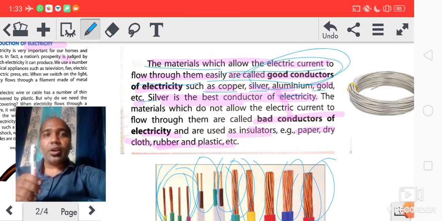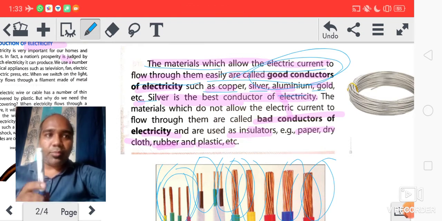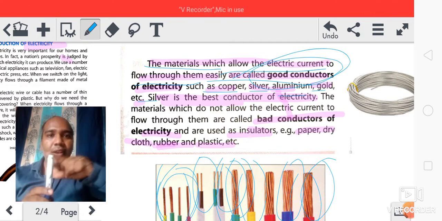They are made up of aluminum. Have you seen or not? So why are they made up of aluminum? Because aluminum is a good conductor of electricity. They can pass the current easily.